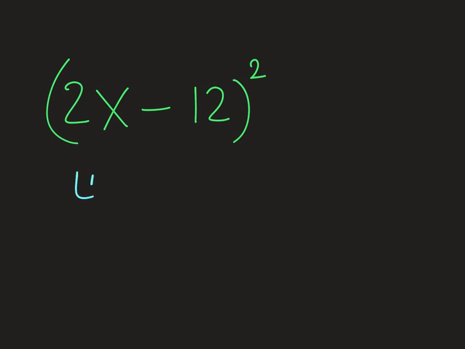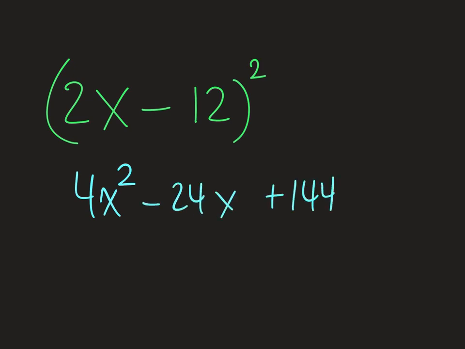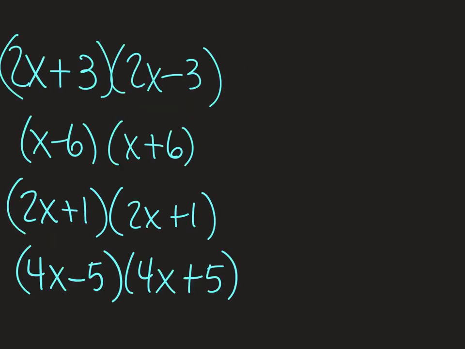All right, did you get 4x squared, 144 at the back, and negative 24x in the middle? No, not 24. 2 times 12 is negative 24. Just kidding, this is negative 48 because I got a double. All right, boom, there's your answer. Is that what you typed in? I hope so.